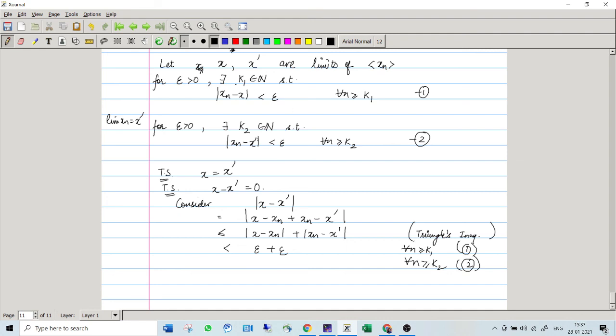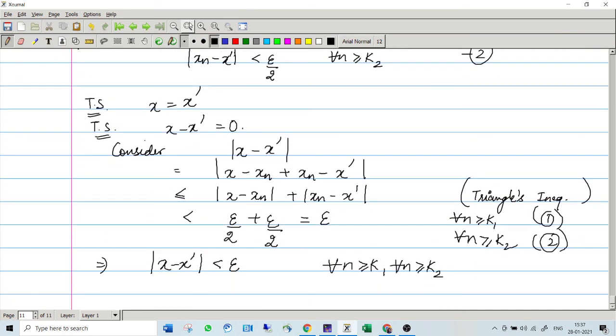लेकिन अगर हम यहाँ पर for epsilon greater than 0 हम बोलते it is less than epsilon by 2, तो कोई दिक्कत? क्योंकि if it is true for every positive number, it is true for half of that positive number as well. So this is less than epsilon by 2, this is less than epsilon by 2. Overall epsilon means you have that x minus x dash is less than epsilon for every n greater than or equal to k1 भी, and for every n greater than or equal to k2 as well. Right? Have you seen it here?